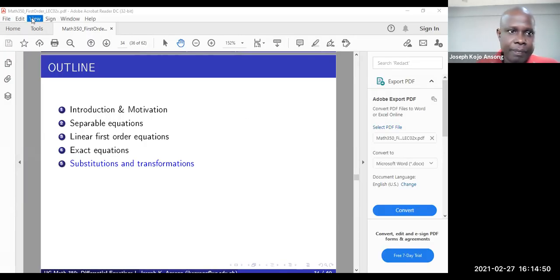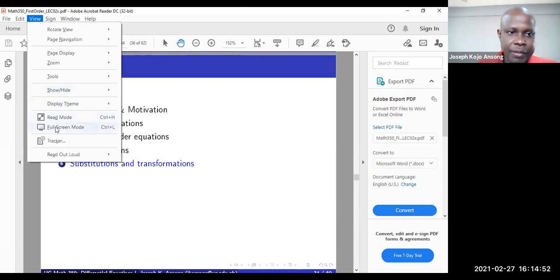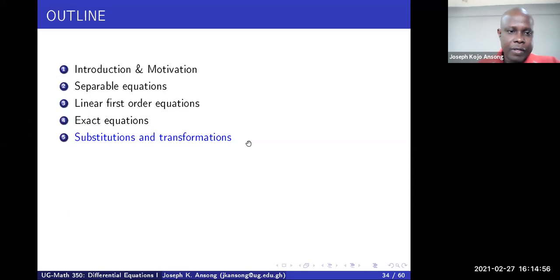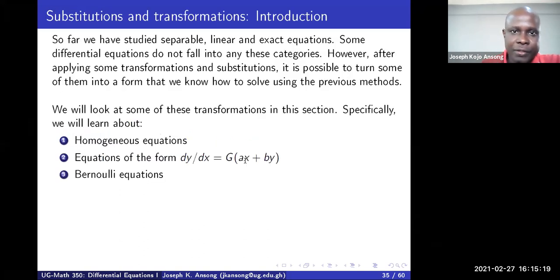Okay, so let's continue with our lecture on first order differential equations. We've covered a couple of methods already: separable equations, linear first order equations, and in our last video we looked at exact equations. Here we want to take a look at miscellaneous, if you like, methods, which I title substitutions and transformations.